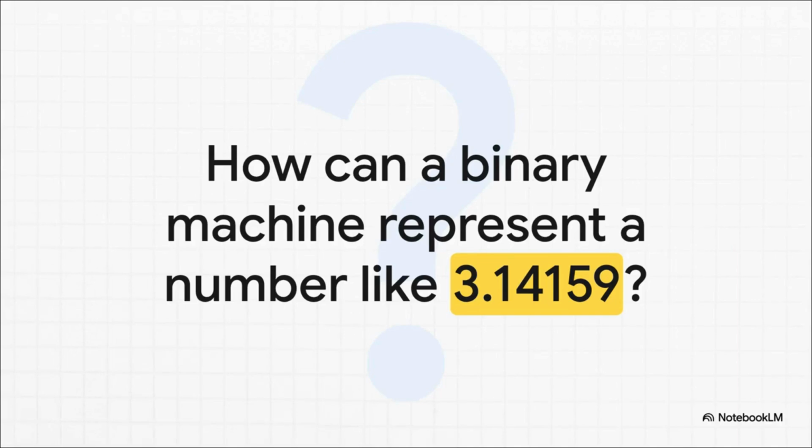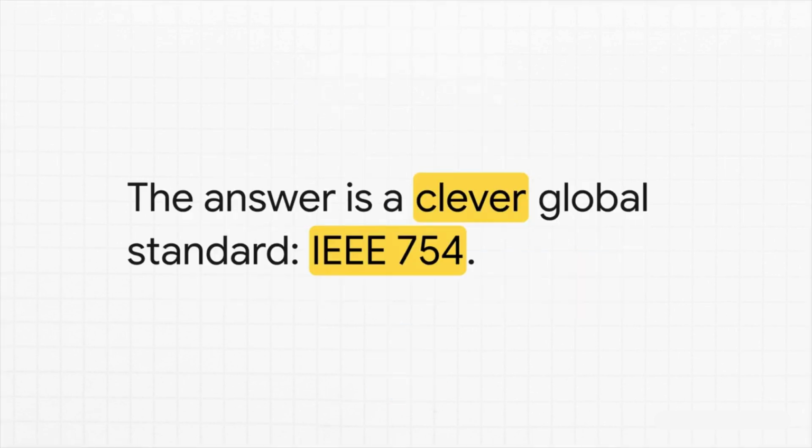I mean, that's the big question, right? How can a machine that sees everything in black and white possibly grasp all the infinite shades of gray in a number like pi? It feels like it shouldn't work. But our computers do it trillions of times a second, and the secret, well, it all comes down to a really clever, globally accepted system. And that system is called the IEEE 754 standard.